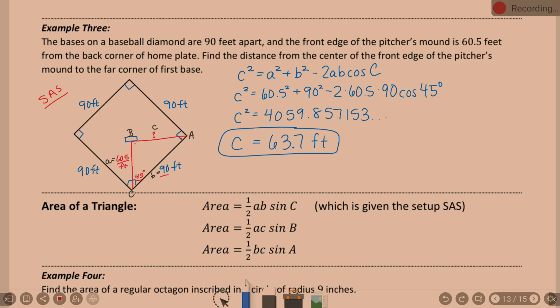Your calculator can do the work. So find a happy medium that makes sense for you. Should I go into baseball practice today and tell coach that the distance from the mound to the backside of first base is 63.7 feet? You can. Now, you guys talked about Pythagorean theorem.